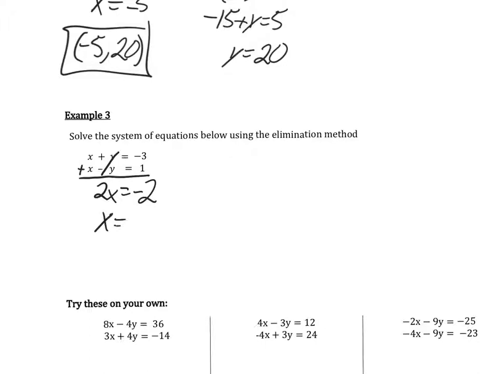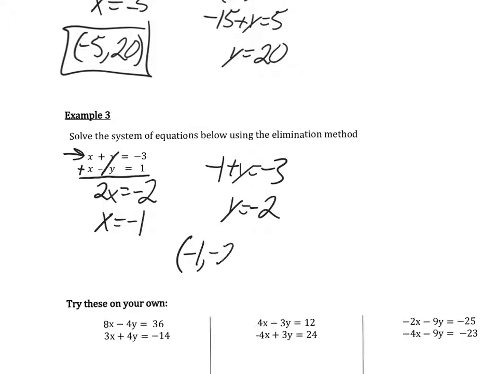Divide by 2, x equals negative 1. Let's go back and plug that in. So I'm going to plug this into my top equation. So negative 1 plus y equals negative 3. I'm going to add that 1 over. So I have y equals negative 2. So my final answer is negative 1, negative 2.